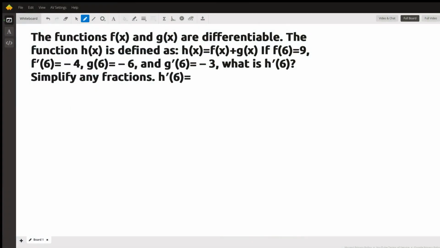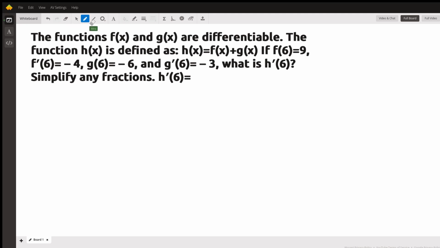Hey there, so in your question it says the functions f of x and g of x are differentiable. The function h of x is defined as h of x is equal to f of x plus g of x. If f of 6 is equal to 9, f prime of 6 is equal to negative 4, g of 6 is equal to negative 6, and g prime of 6 is equal to negative 3. So what is h prime of 6?